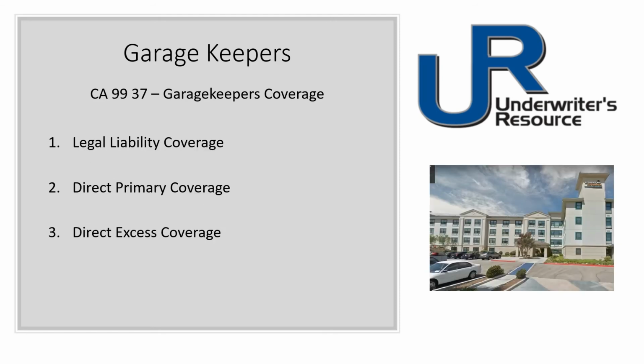There are three different coverage triggers for garage keepers coverage. The first is legal liability, which covers anything that the insured would be legally liable for damage to a customer's vehicle. Second would be direct primary coverage, which basically covers without regard to whether or not the insured is liable. And the third, which is kind of clear as mud, is called direct excess coverage.